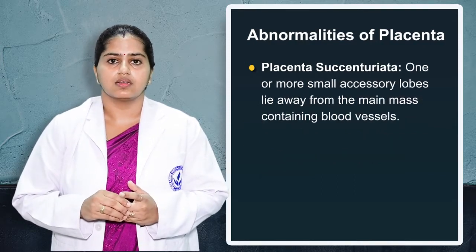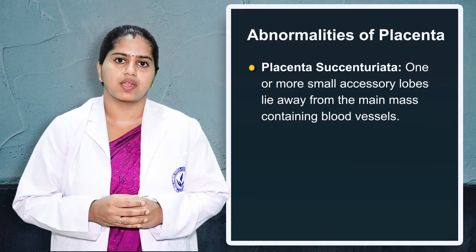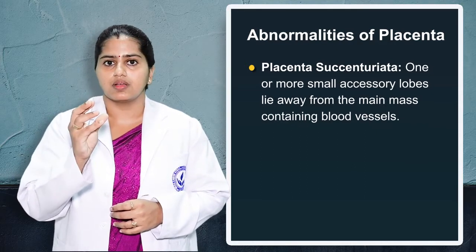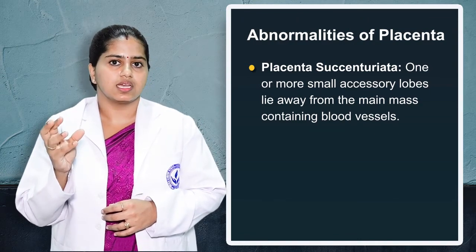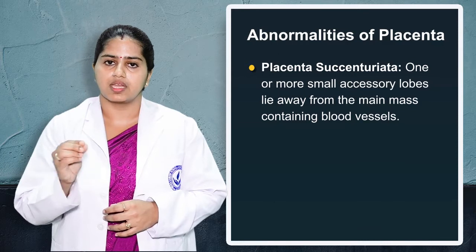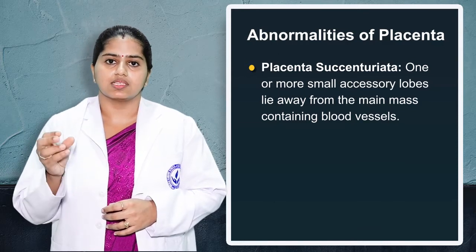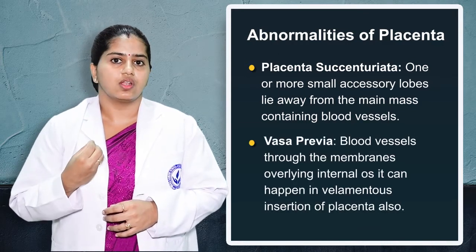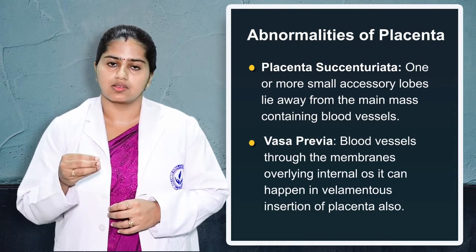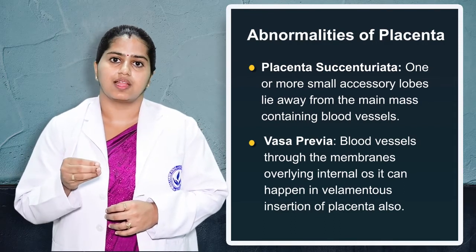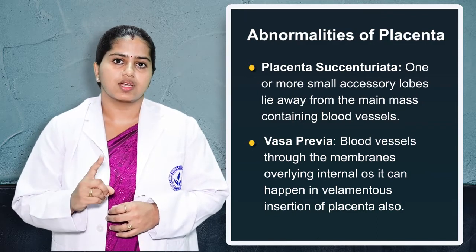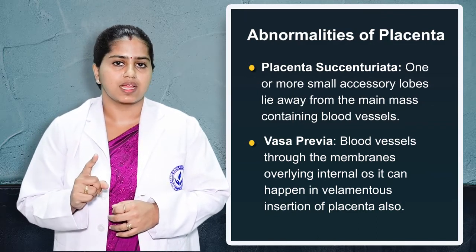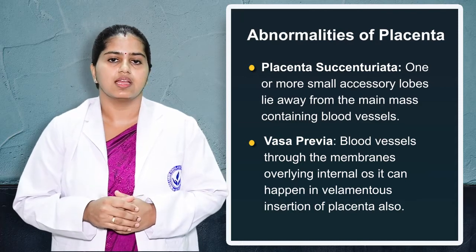And third one is succenturiate placenta. Succenturiate placenta means an accessory lobe, single or more than one lobe, can be present near the main placenta and attached with the membrane or the umbilical vessel. So this vessel can lie in the lower part of the uterine segment, that is on the cervix. An emergency condition will happen, that is vasa previa, which can lead to rupture of vessels. Another condition that can happen is velamentous insertion of placenta, where this type of vasa previa can also happen.